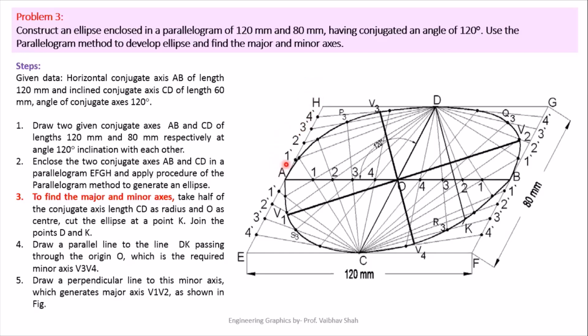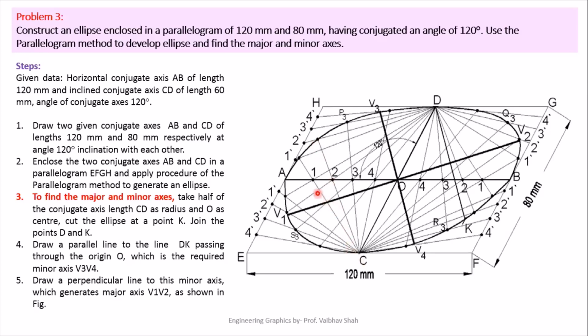After that, we'll be drawing lines from your 1, 2, 3, 4 points connecting your D. So let us draw lines 1 to D, 2 to D, 3 to D, 4 to D. After that, we'll start lines from point C, passing from your 4, connecting your 4 line. Starting from your C, passing from your 3, connecting your 3 line. Starting from your C, passing from your 2, connecting your 2 dash line.